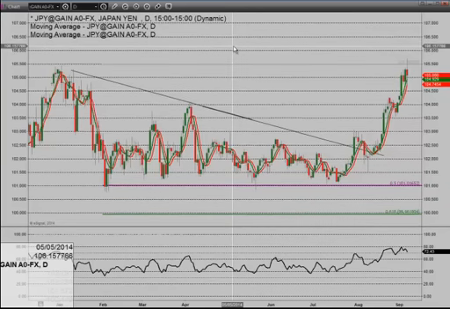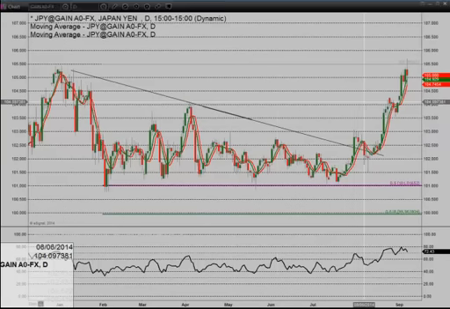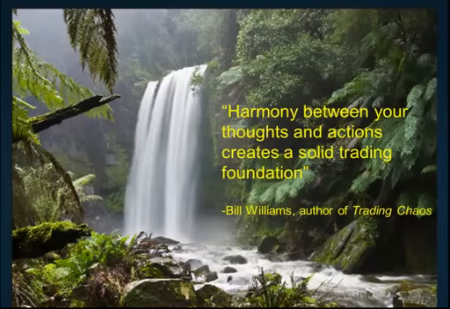You have to see the big picture. You have to understand that you're going to have to hold trades for longer than you think. You're going to have to wait for market moves to develop. I'll leave you with some words of wisdom from one of my mentors, great trader, great man in my estimation. Bill Williams said, "Harmony between your thoughts and actions creates a solid trading foundation." We talked about this last week: your thoughts have to be aligned with your actions.